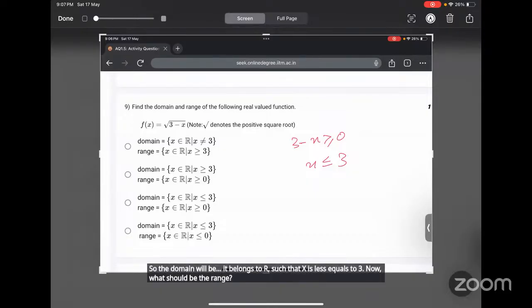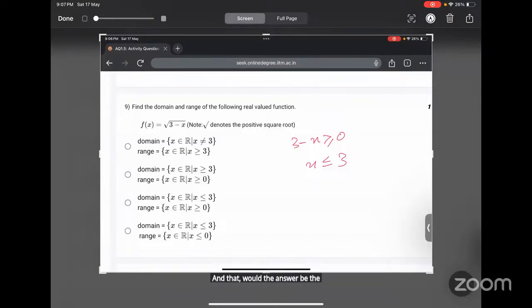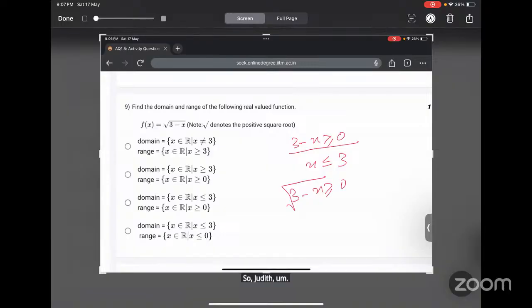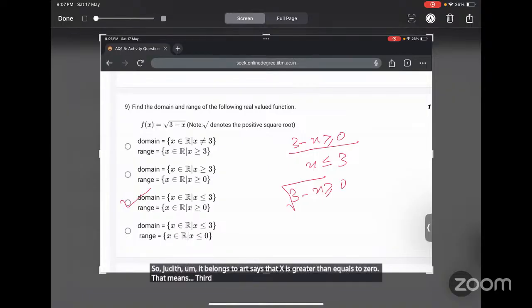Would the answer be the third option? That is what we are checking. So this is our domain. Now x is less than or equal to 3, that means 3 minus x is greater than or equal to 0. So the square root of this will again be greater than or equal to 0. So this is our range: x belongs to R such that x is greater than or equal to 0. That means the third option is the correct one.